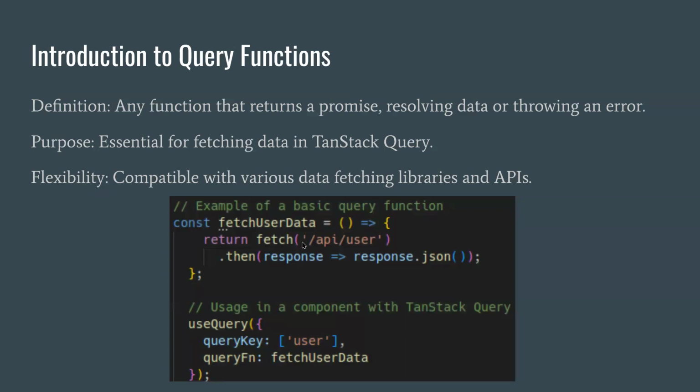So just to go over this example, fetch user data is the query function, and we are using a simple fetch API to fetch and then get a response and turn that response into JSON.